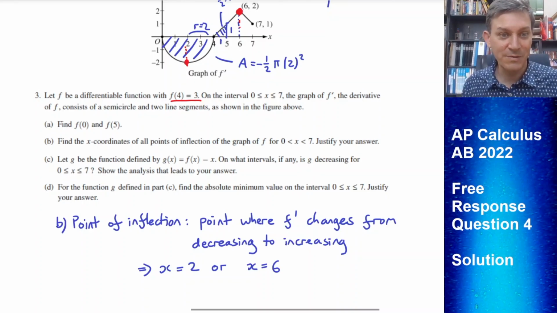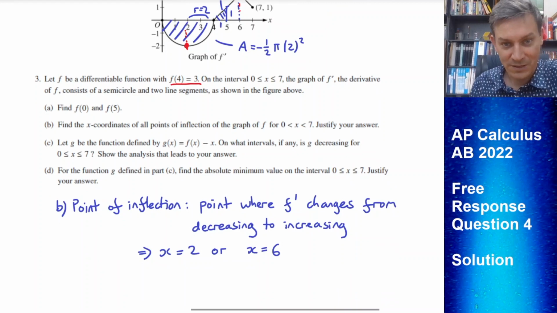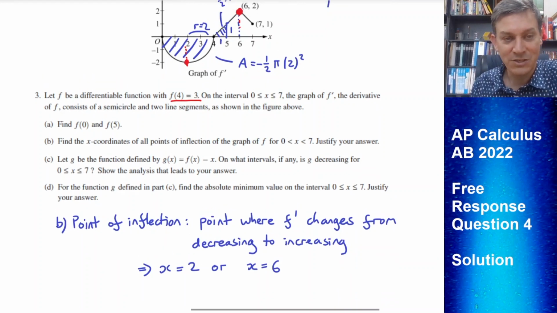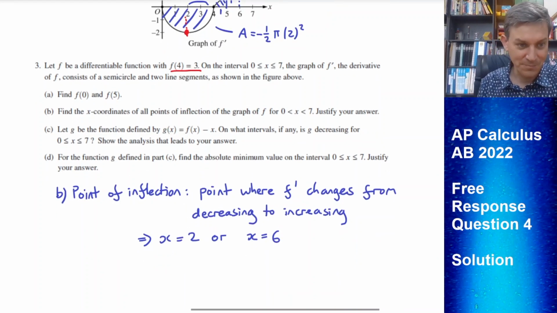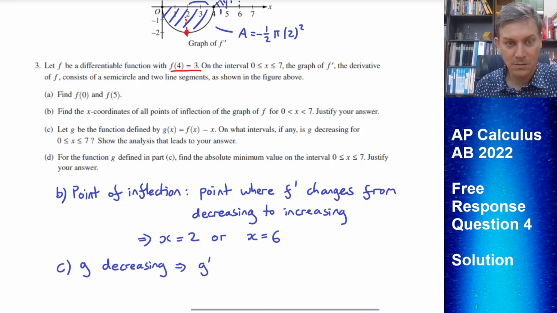Part C: let g be a function defined by g of x is f of x minus x. On what intervals, if any, is g decreasing for x between 0 and 7? Show the analysis that leads to your answer. Okay, so g decreasing means that g has a negative gradient. So what is g prime?